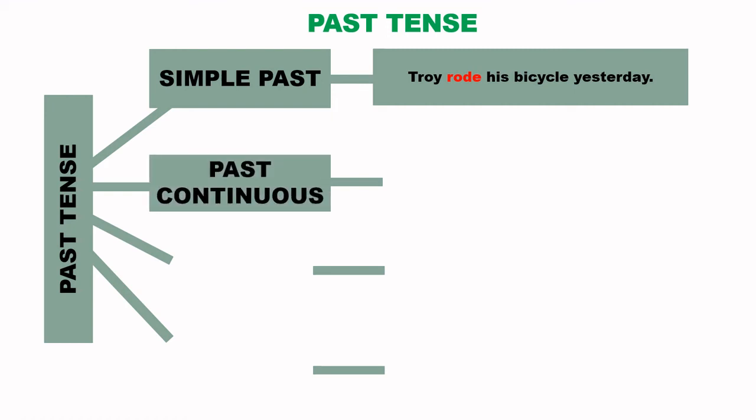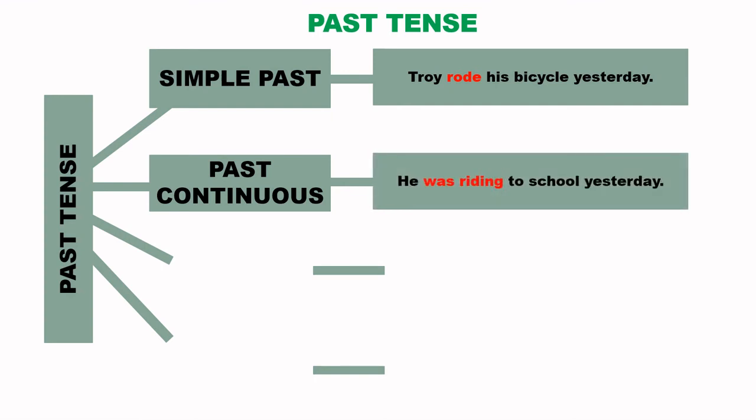Past continuous describes action that continued in the past. For example, he was riding to school yesterday.